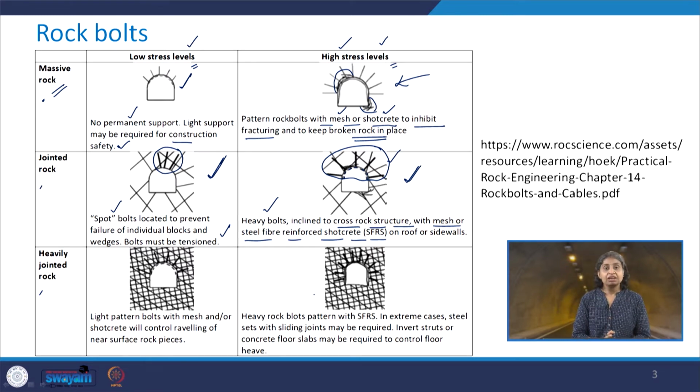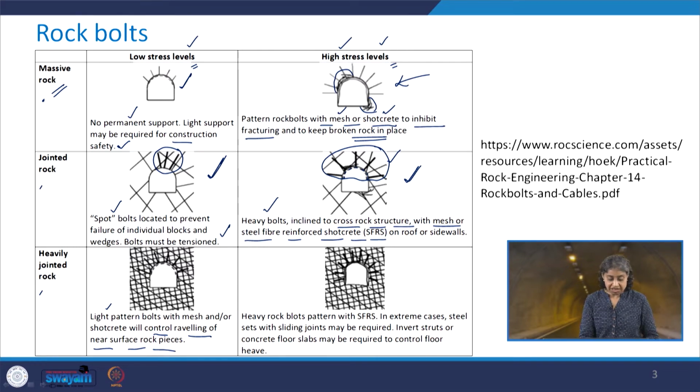Coming to the next category, heavily jointed rock with low stress levels. In this case, light pattern bolts with mesh and/or shotcrete will control the raveling near the surface of the rock pieces.